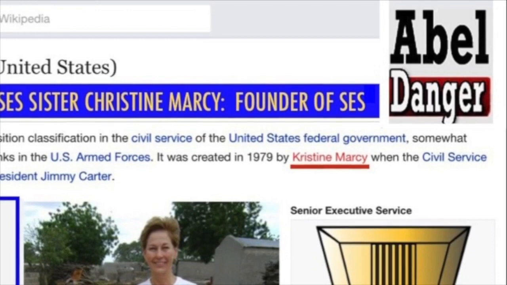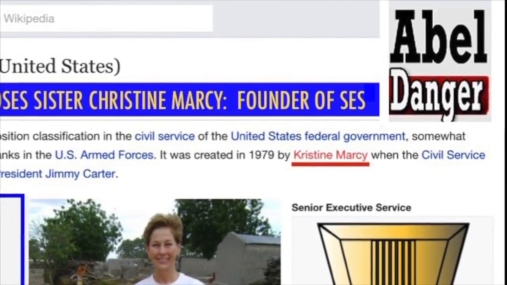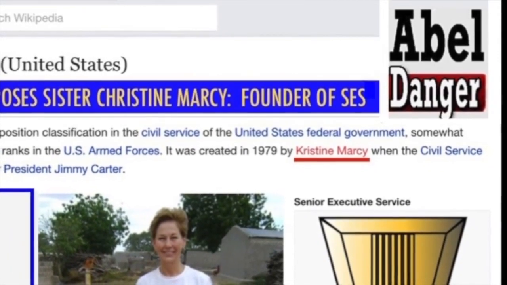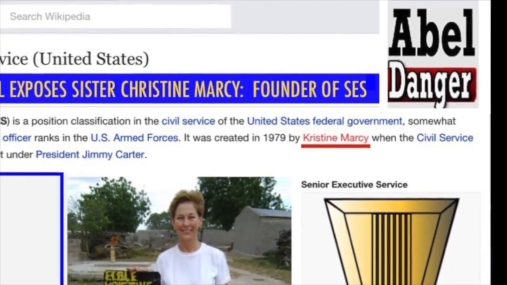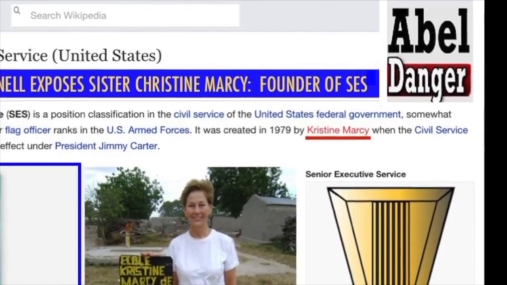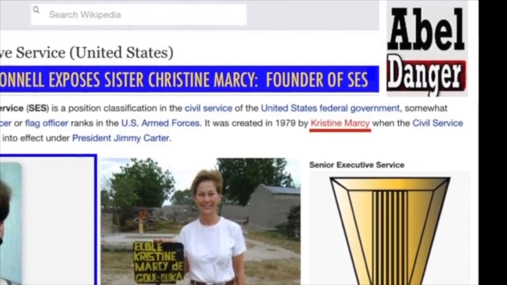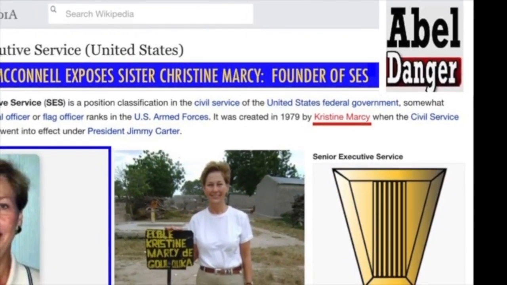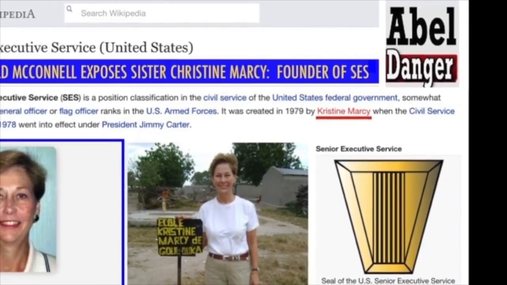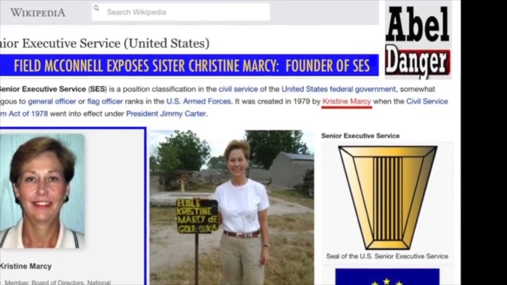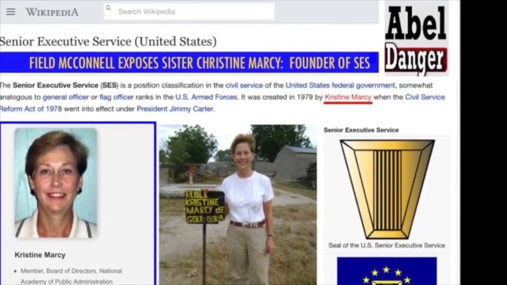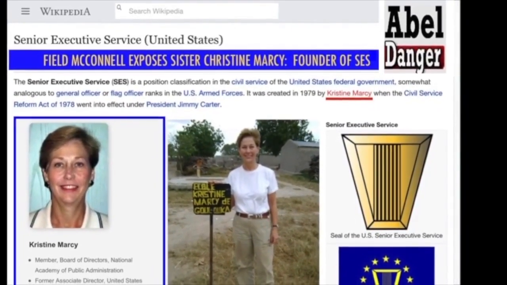SES, Senior Executive Service. The minders, the controllers, the people between the people in high office that you see and know the names of, the secretaries of all these agencies, the cabinet level members, the president, the Congress and the civil service workers below it. SES, the keystone.